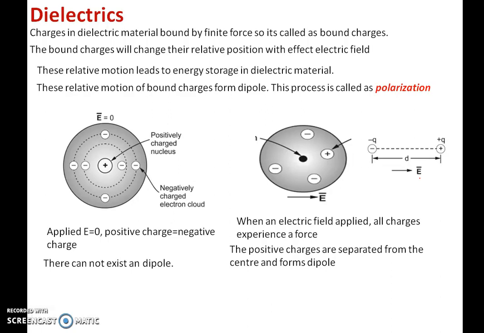Some atoms are polarized atoms and some atoms are non-polarized atoms. Non-polarized atoms have no dipole formation without the application of any electric field, so that type of atoms are called non-polar atoms. And if the electric dipole already exists in the atom, then that type of atoms are called polar atoms. If the electric dipoles do not exist without applying any electric field, that is called non-polar atoms.